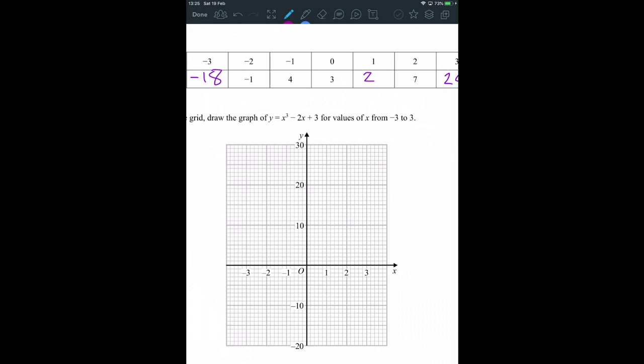So -3, 18. It's up there, I missed a little bit. -2, -1, -1, 4, 0, 3, 1, 2, 2, 7, and 3, 24. Now it's nice that these coordinates were just going up by 1 each time.